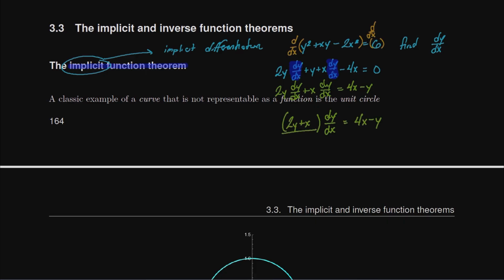And finally, we divide both sides by the coefficient 2y plus x, canceling on the left, and we find out that dy/dx is equal to (4x minus y) divided by (2y plus x). And so this was your experience with implicit functions so far.